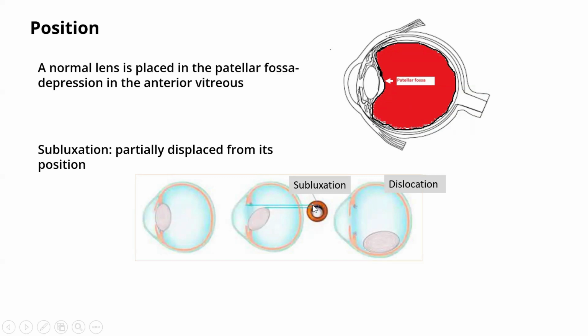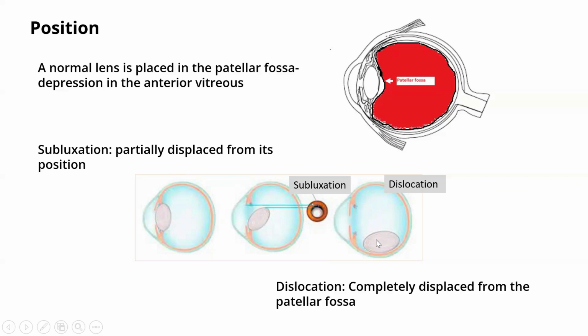In subluxation, when you see from the front, you will see part of it as lens and part of it is aphakic. In dislocation, it is completely dislocated from the patellar fossa, so when you see from the front, you see aphakia. But this dislocation can be anterior, where it is in front of the iris, dislocated into the anterior chamber, or it can be dislocated into the vitreous.